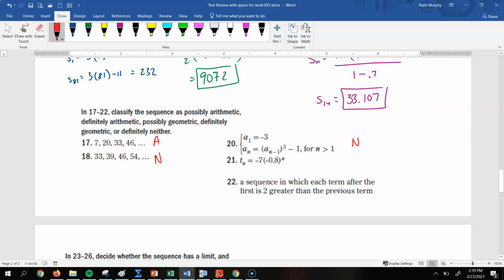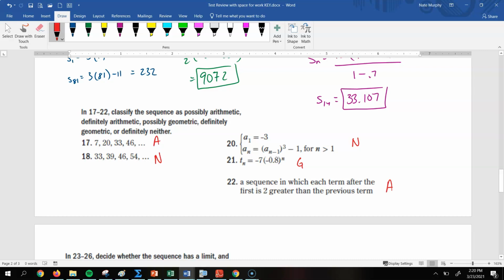Now the next one, the fact that this follows the explicit formula for a geometric sequence tells me that this would be definitely geometric. So that's the only one that would be definitely, only because we have the explicit formula there. Actually, we have a sub 22, so I guess this could be definitely something as well. So number 22 says a sequence in which each term after the first is 2 greater than the previous term. Well, if it's 2 greater, that means that you're adding 2 each time. And so if that's the case, then that's describing a recursive formula basically for an arithmetic sequence. So technically that would definitely be arithmetic.